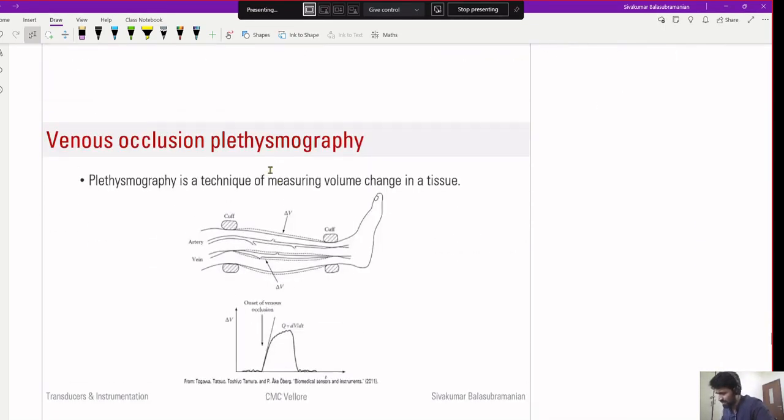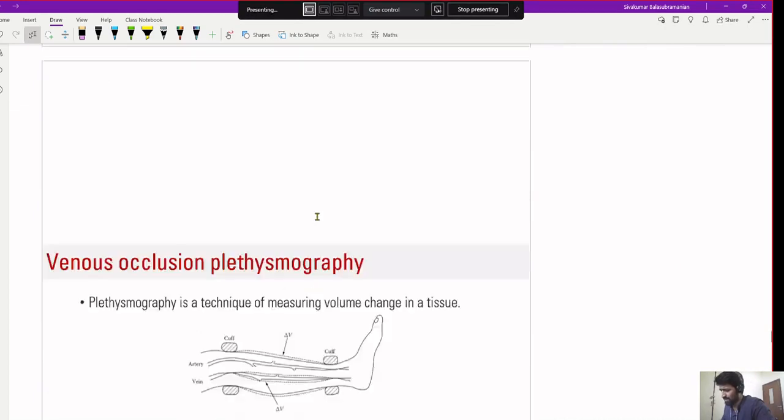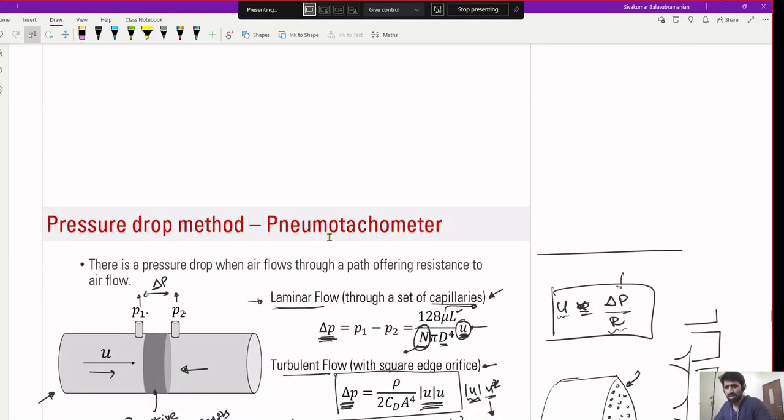There is maybe one more method which looks at plethysmography, which we will do next week. Okay. Are there any questions so far for today's class?